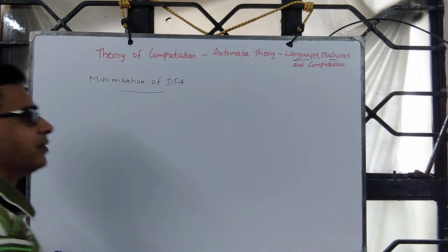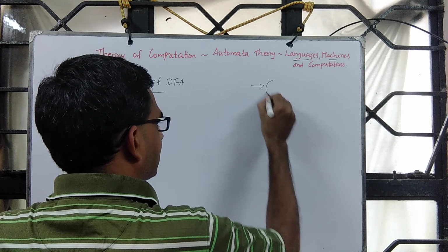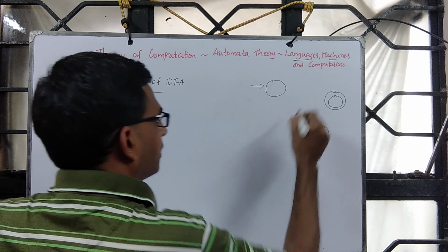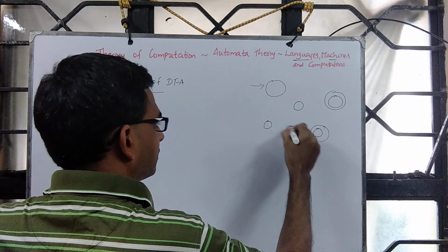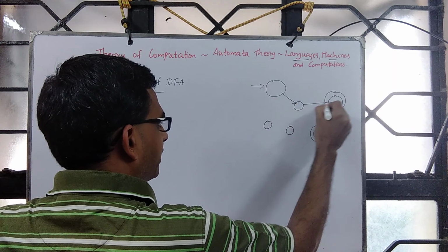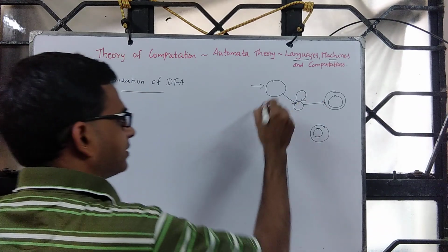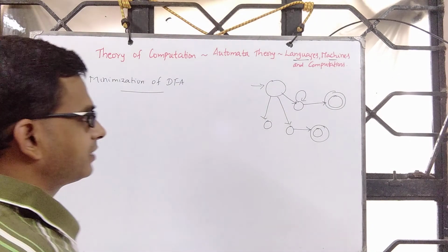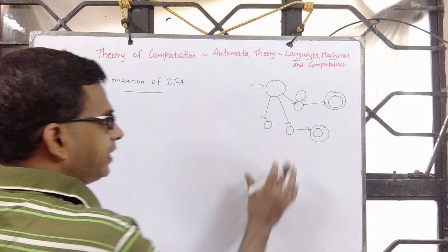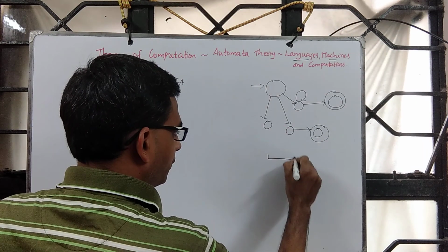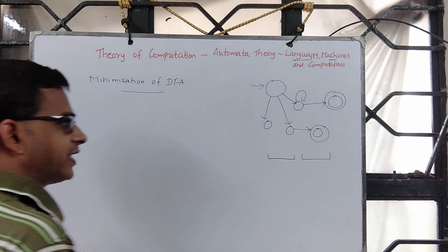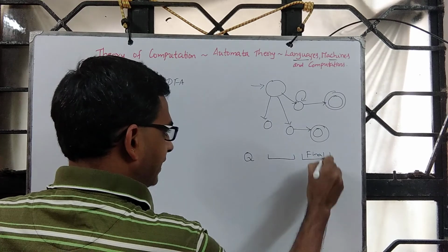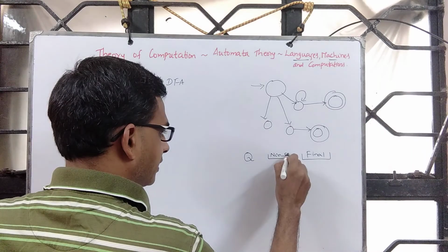So we are given some DFA. It has a start state, and there are a couple of, say, accept states, and there may be some intermediate states. Maybe from this we come over here, then we may reach here, then we may loop on this, something like this. Now the idea is the following. We are going to group, or partition, Q into final states and non-final states.